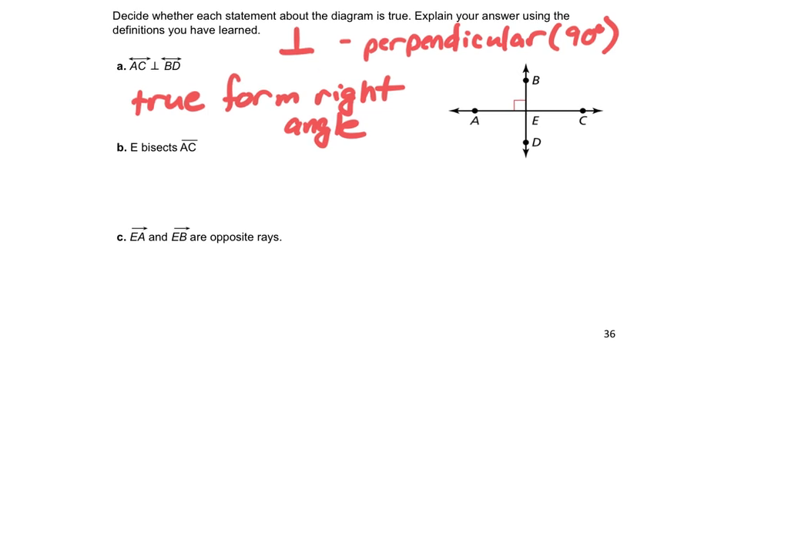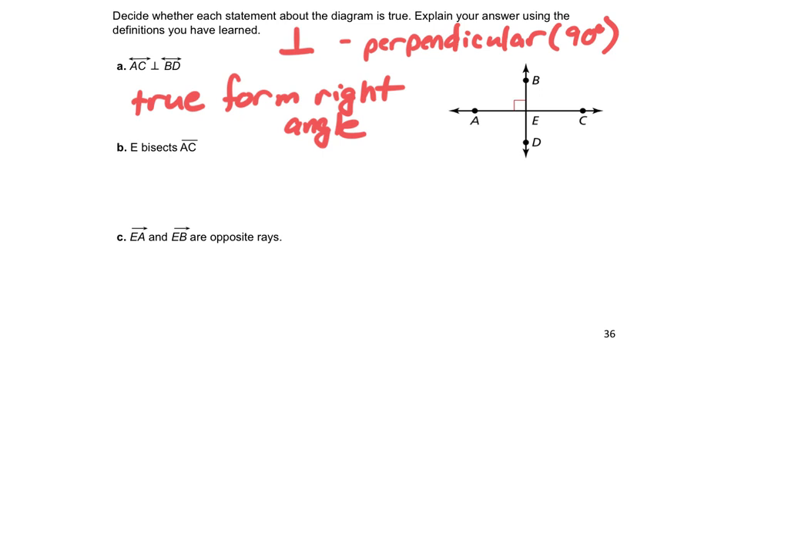Okay, here's another one. Bisects. If two things bisect, what does it mean to bisect? Okay, they cross, and what happens when they cross? Okay, so if I said that E bisects segment AC, is that true or is that false? Does it appear that E is halfway in between A and C? It looks like it, right?